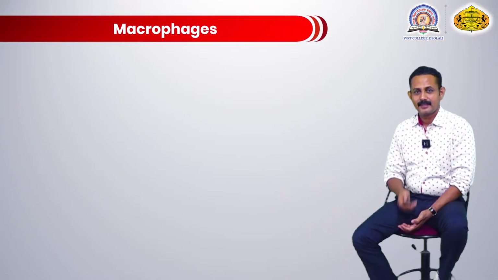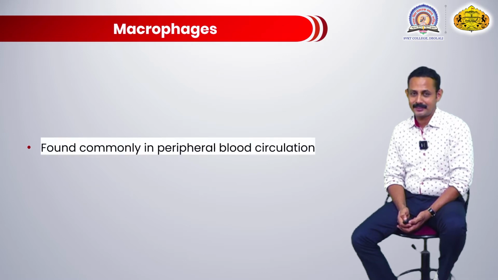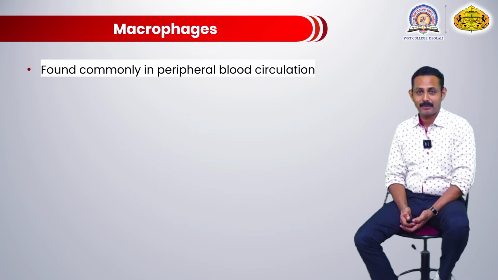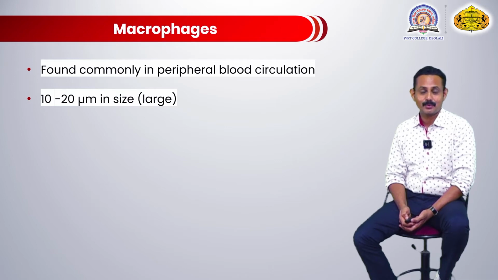Now, let us see about these macrophages. Macrophages are found commonly in the peripheral blood circulation. They are always large in size, about 10 to 20 micrometers.